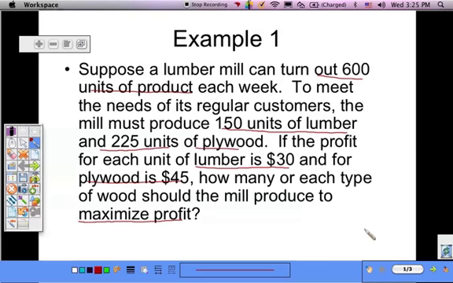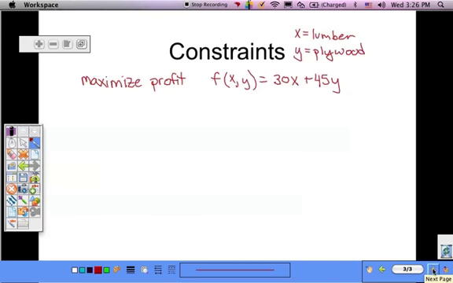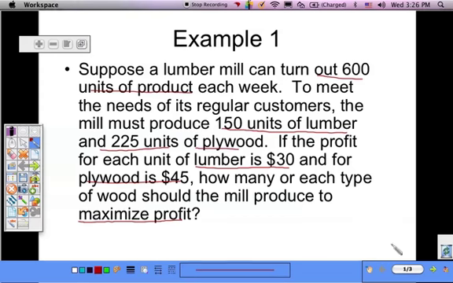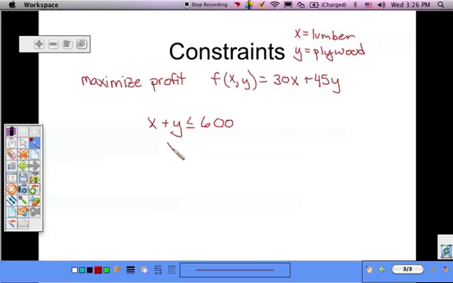Now we have to come up with our inequalities. Well, we can turn out 600 units of product each week, so we can't have more than that. So our lumber plus our plywood has to be less than or equal to 600 units. Now our next two, we have to produce 150 units of lumber and we have to produce 225 of plywood. So our lumber has to be greater than or equal to 150 and our plywood has to be greater than or equal to 225. Now all we have to do is what we did yesterday. Let's graph this and see what we can come up with.